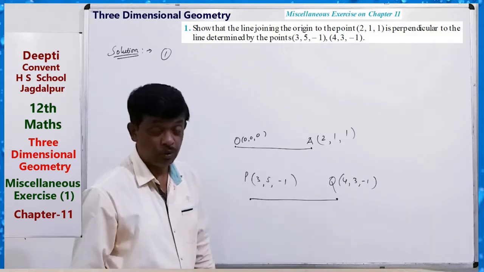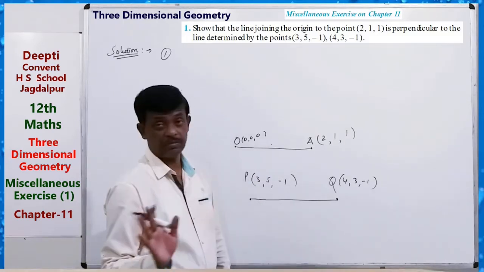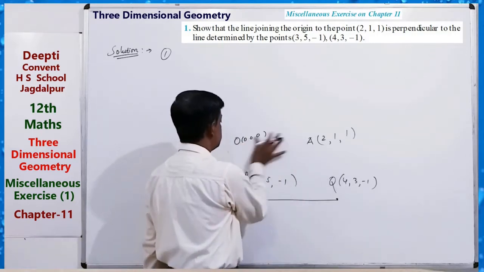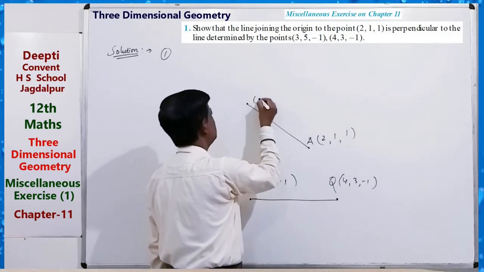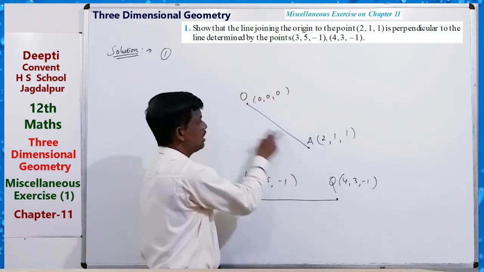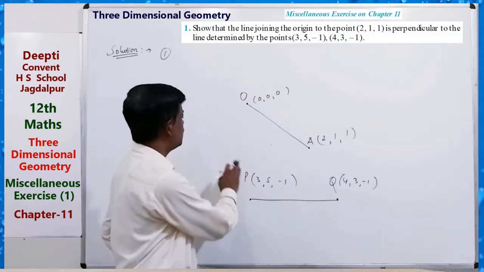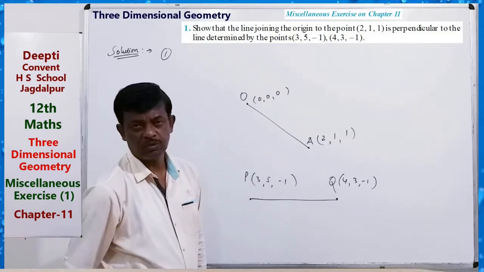We have to show that these two lines are perpendicular. We are not seeing it as perpendicular, but just we can draw like this, anywhere, only for discussion. So this is a line and this is a line. We have to show that this line is perpendicular to this line. So how can we prove it?